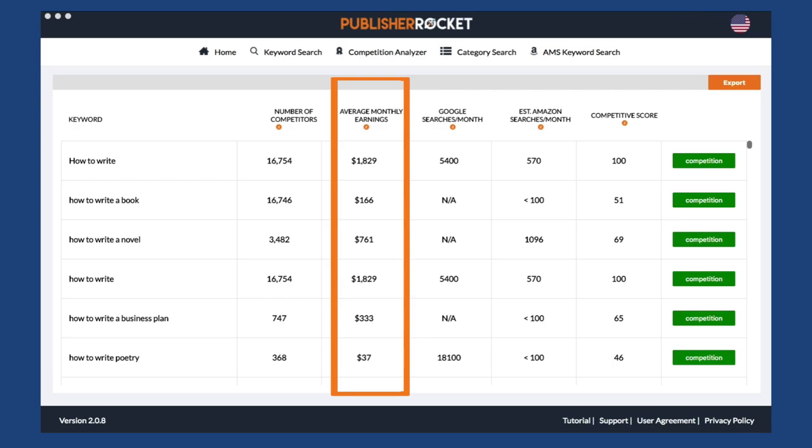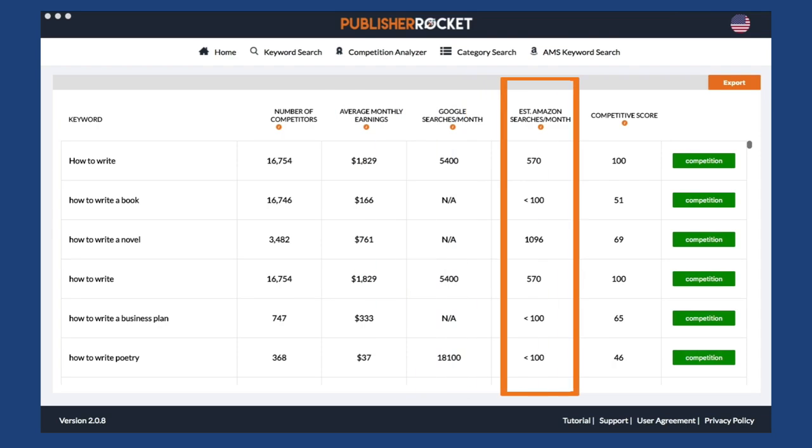If this number is too low for you, then it means one of 2 things. Either A, there isn't much of a market for this keyword term and thus low sales, or B, there is a market, but the market isn't fully pleased with the books that are shown to them. So how do we know which one is which?